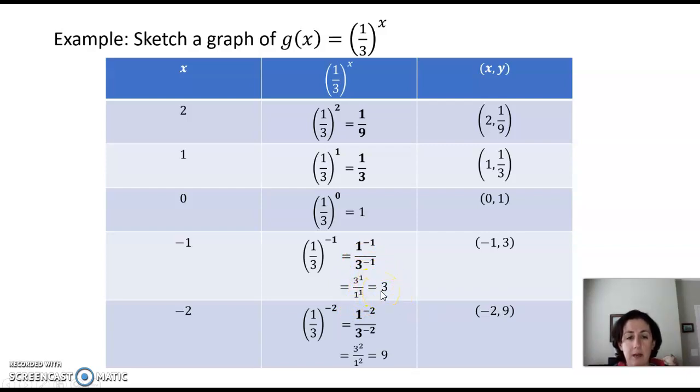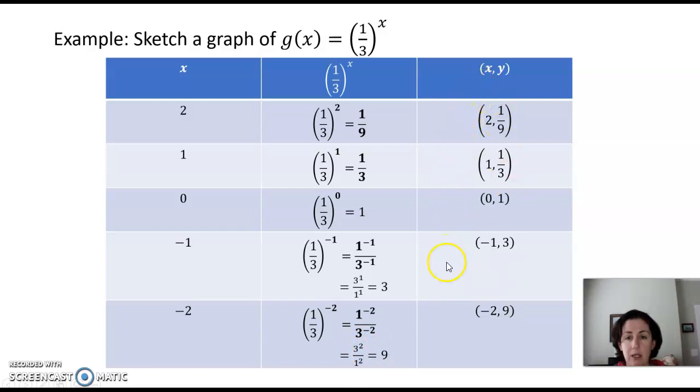And then we'll plug in -2. 1/3 to the -2 power. I get 1 to the -2 power over 3 to the -2 power. Move them to the other side of the fraction bar. Bring this 3 up and this 1 down. And that gives me 3 squared over 1 squared, which is 9 over 1, or 9.